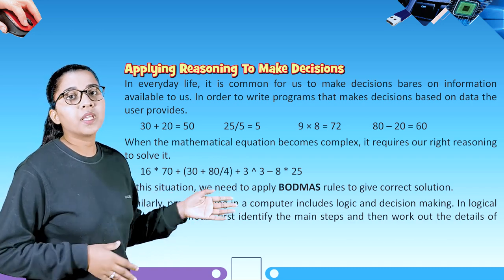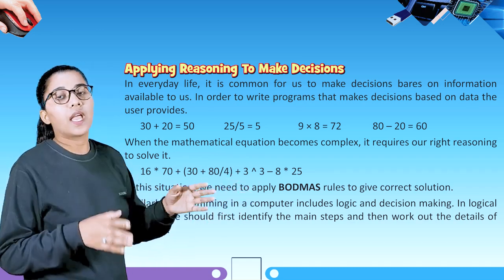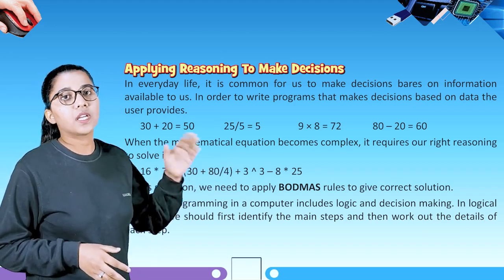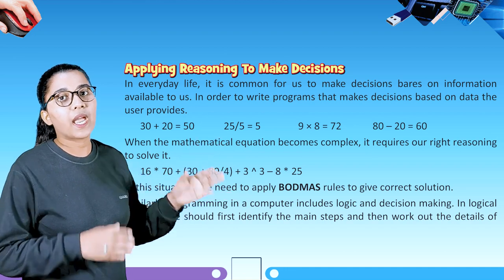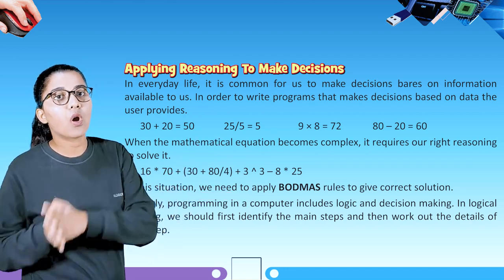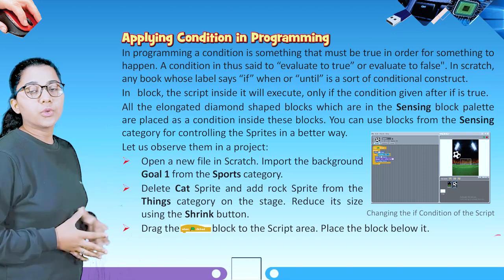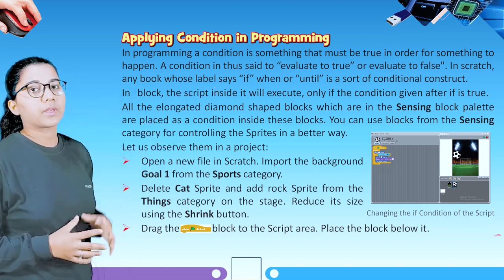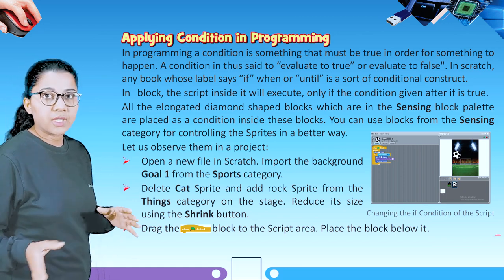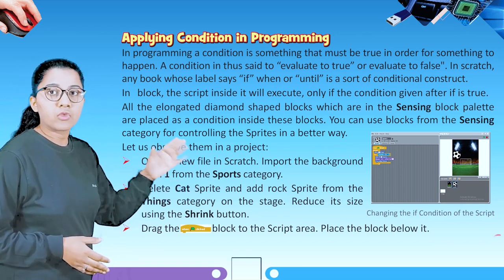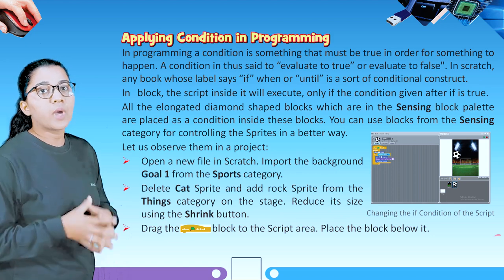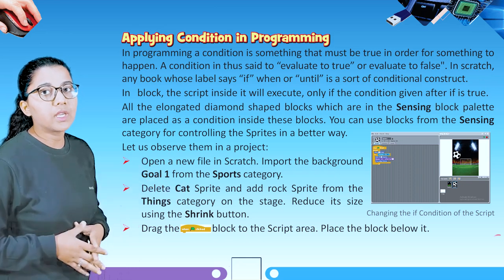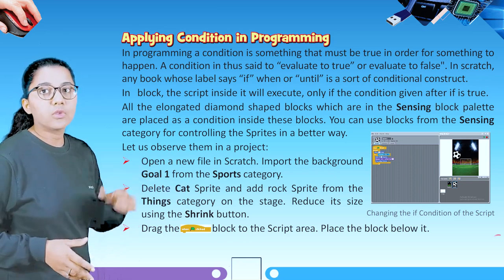Similarly, programming in a computer includes logic and decision making. In logical thinking, we should first identify the main step and then work out the details of each step. So students, our next topic is applying conditions in programming. In programming, a condition is something that must be true in order for something to happen. A condition is thus set to evaluate to true or evaluate to false.